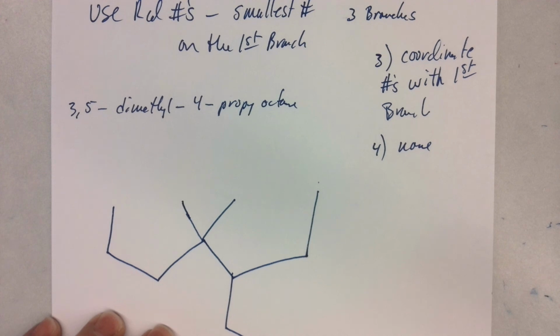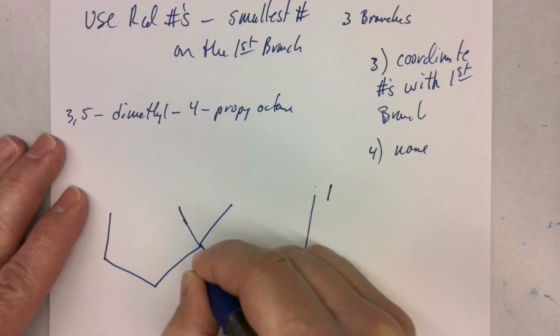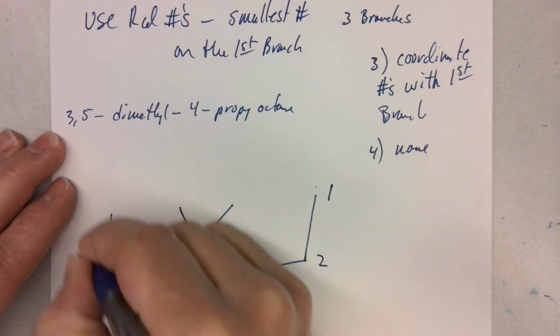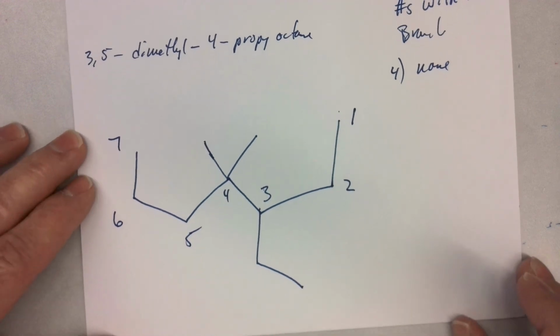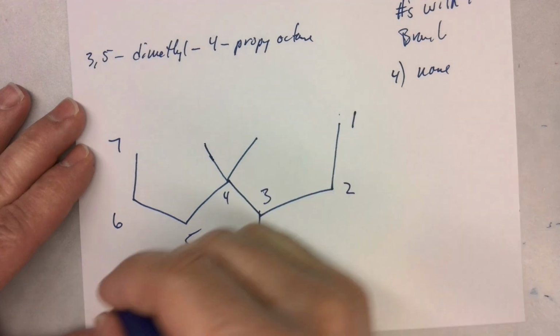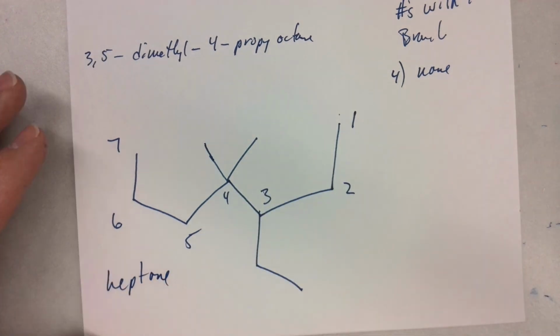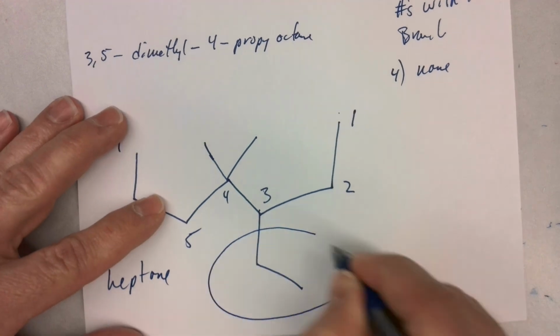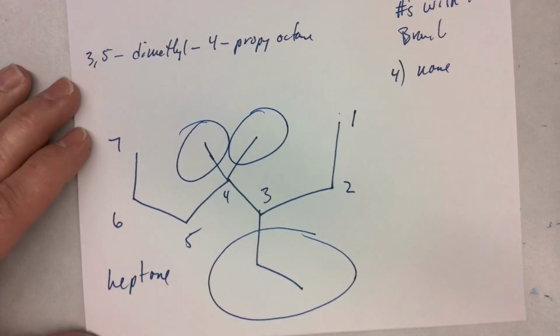Does it make a difference? No. Doesn't matter because they're the same. So I would go 1, 2, 3, 4, 5, 6, 7. When I'm done, what is this going to be no matter what? Heptane. It's going to be a heptane. Okay, so doing that, I've got a branch there, a branch there, and a branch there, right? What would this branch be?